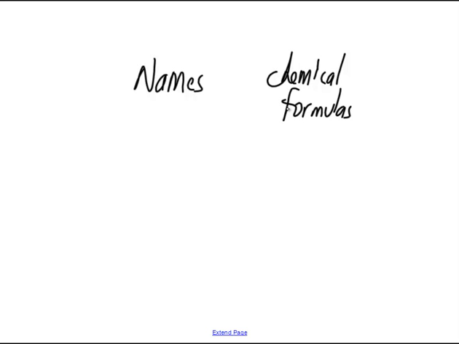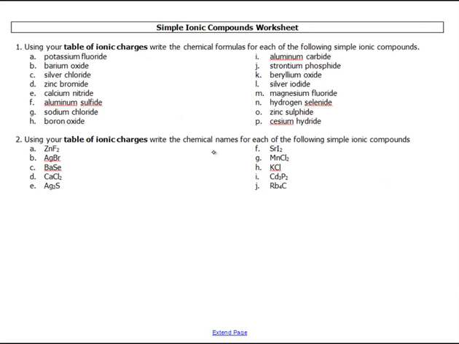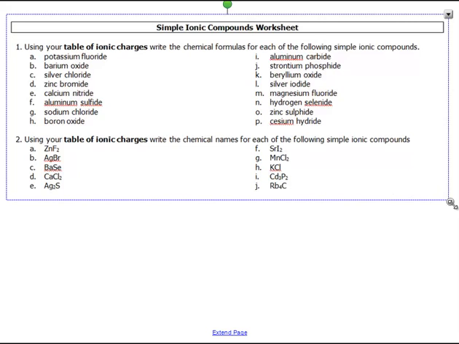In this tutorial, we're going to look at how to create names and chemical formulas for simple ionic compounds. These are also called binary compounds, binary ionic compounds. Binary, of course, you'll recognize, means two. So these are ionic compounds with two parts. You recall this would be a sheet that you would have received in class, and we're just going to go through a couple of them to see how you're making out.